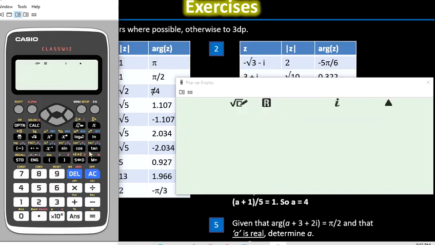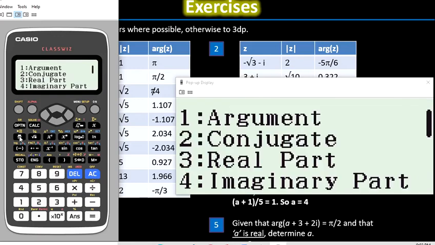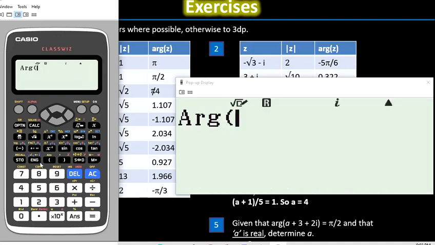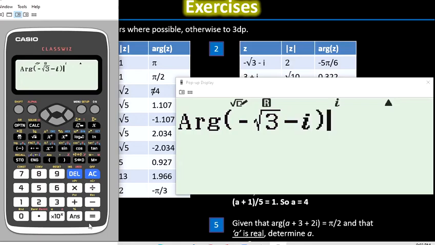I'm doing again the option of argument. Minus root 3, cursor forward, minus, and here we have iota, close the bracket and get the angle. Is that clear?